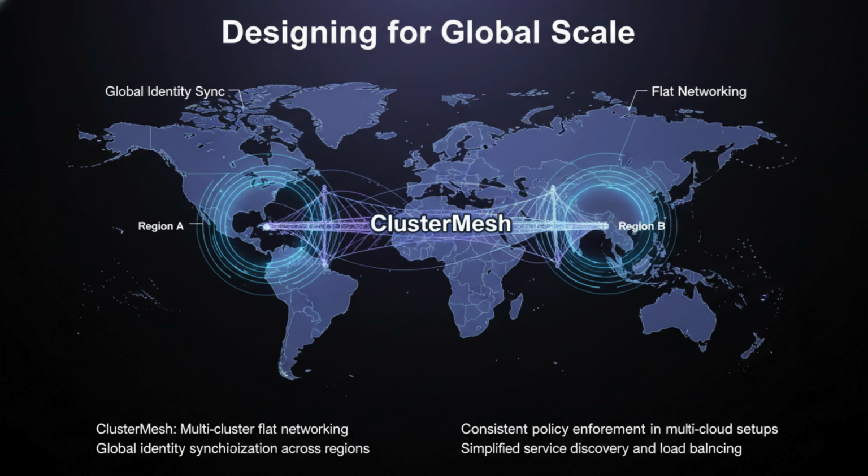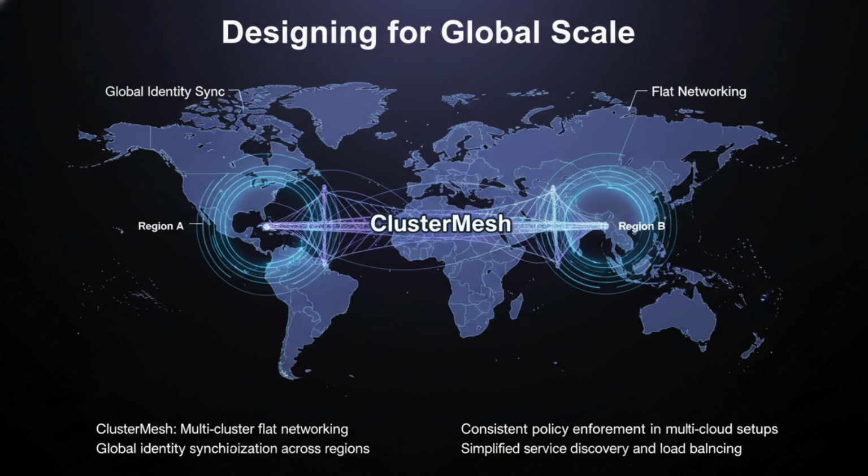When we talk about global scale, we're dealing with multiple clusters across different regions. Traditional networking would involve complex VPNs and brittle IP routing. Cilium solves this with Cluster Mesh. Cluster Mesh allows you to connect multiple Kubernetes clusters into a single flat network. Identities are preserved across cluster boundaries. A service in region A can have a network policy that allows traffic from a service in region B using the same label-based logic. This simplifies multi-region architecture significantly.